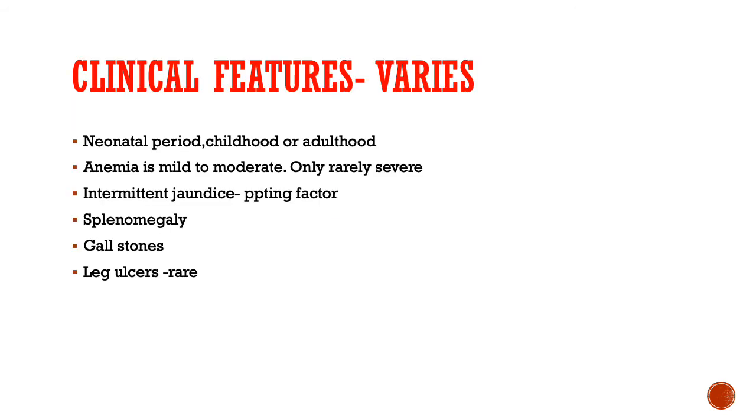Clinical features may vary depending on the age group. It can be seen in the neonatal period, childhood, or adulthood. Okay, anemia can be mild to moderate. Only rarely is it severe. Intermittent jaundice is seen, which can be seen with precipitating factors. Splenomegaly is seen because of the work hypertrophy of the macrophages, because they'll be eating up these spherocytes, and there is increased bilirubin deposition because of the extravascular hemolysis, which you already learnt in the earlier part. So there is gallstone formation, pigment gallstone formation, leading to cholelithiasis, and leg ulcers because of the erythrostasis, and that can also be seen in hereditary spherocytosis.